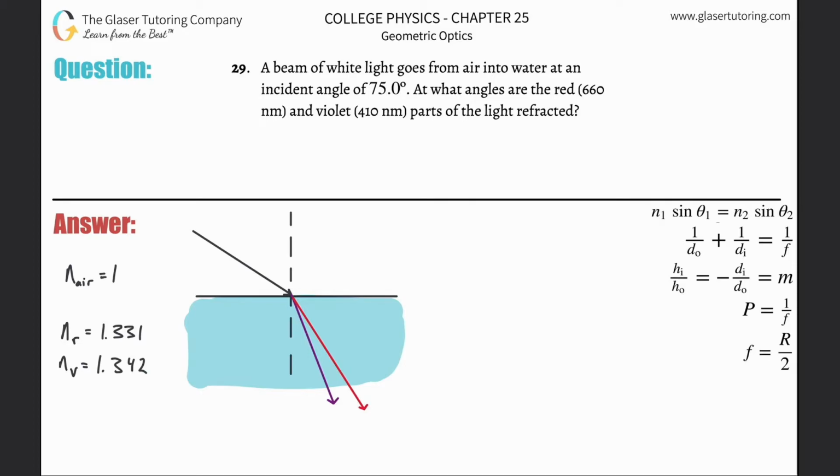Number 29. A beam of white light goes from air into water at an incident angle of 75 degrees. At what angles are the red and violet parts of the light refracted?